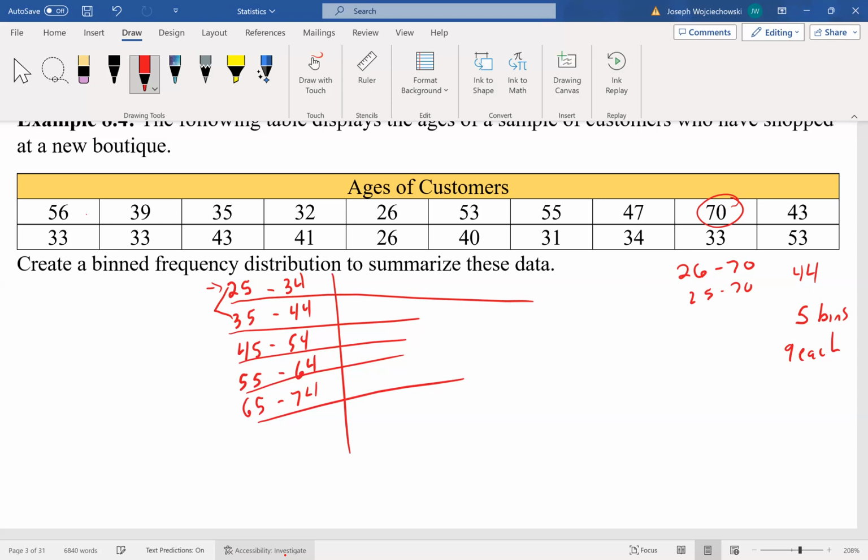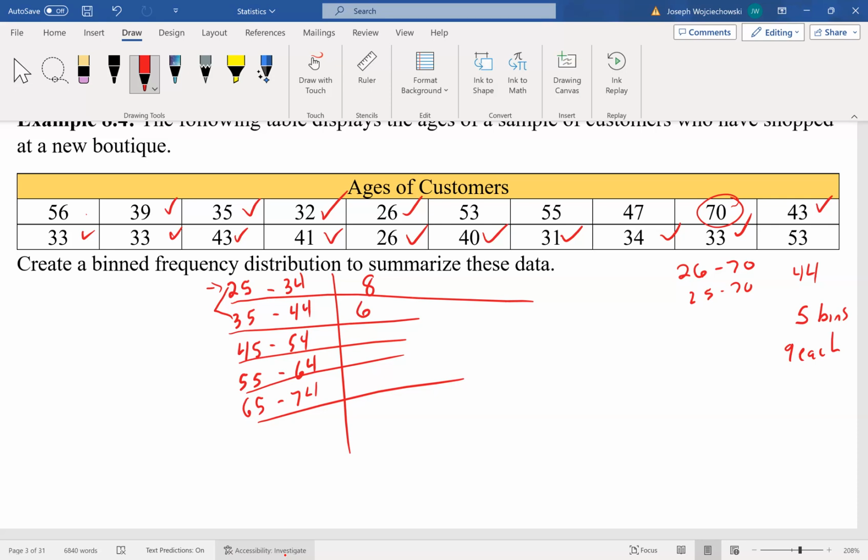and now we want our frequencies. So let's see. 25 to 34. Let's see. There's 32. 1, 2, 3, 4, 5, 6, 7, 8. Okay, 35 to 44. 1, 2, 3, 4, 5, 6.